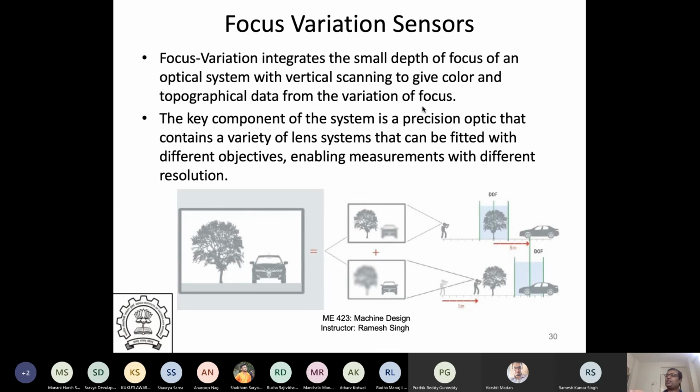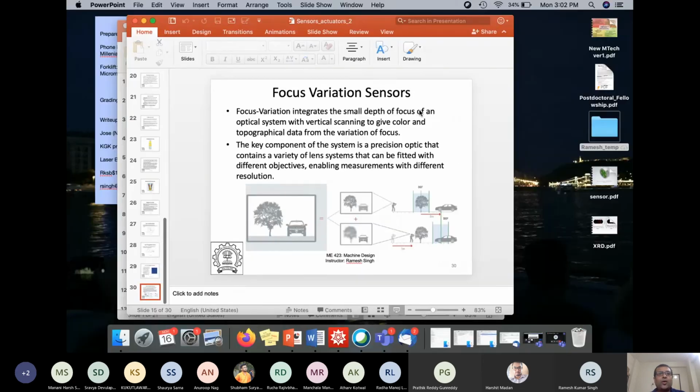So basically, if you have a free-form surface, you take an image at one location, where the crisper image lies there, then move the focus and take another image. So all the crisper parts will be at that location. So you can create a 3D reconstruction of an object using this kind of technique, which is called infinite focus or focus variation.